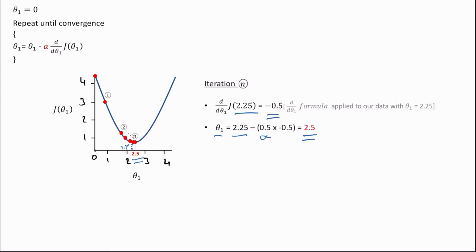to be our minimum. How do we know it's our minimum, and how does the algorithm know to stop here? It's because we said to repeat the algorithm until it converges. And because now it's reached a minimum point, it has converged, so the algorithm stops.